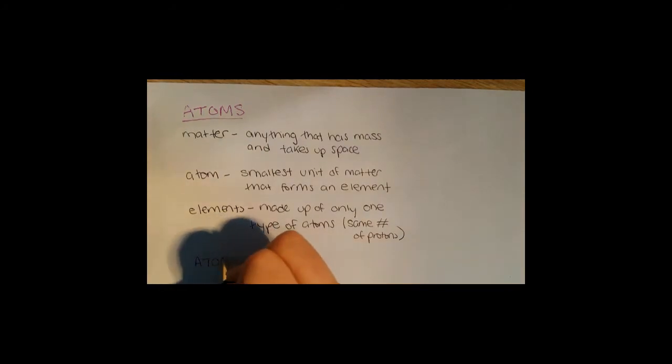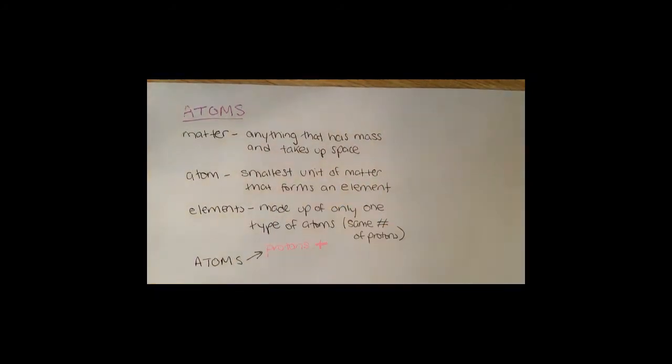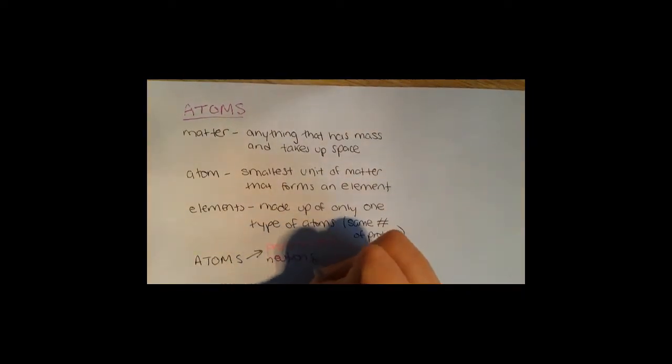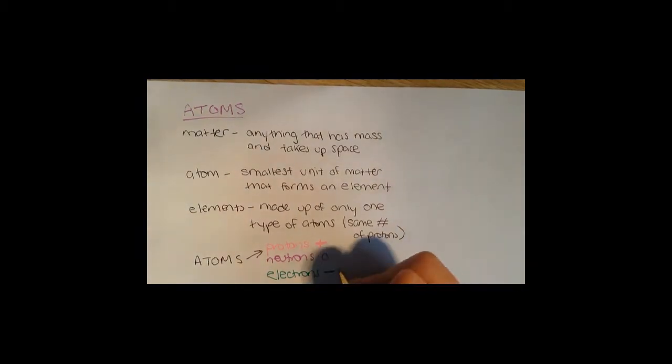Atoms are made up of different parts as well. They're made up of protons, which have a positive charge, neutrons, which are neutral, and electrons, which are negative and weigh almost nothing.